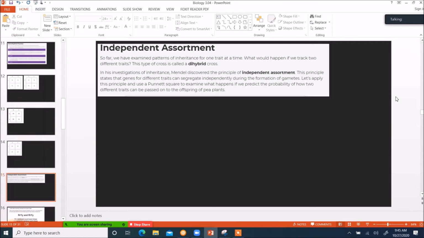All right. So now let's take a look. There we're talking about just one kind of trait, whether we're talking about flower color, eye color, earlobes, whatever it is. We're just looking at one trait at a time. Now if we're looking at two different traits, right?